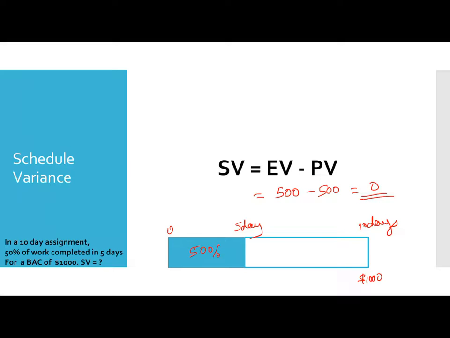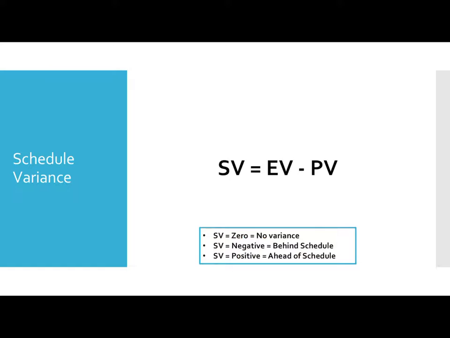So the planned value: 5 days of work will give you 50%, 5 into $1,000 divided by 100, so you get 500. So 50% of the work is the planned value which you had done over here. So SV is equal to EV minus PV. As I told you, if it's 0, there's no variance and you're on track. If it's negative, you're behind schedule.